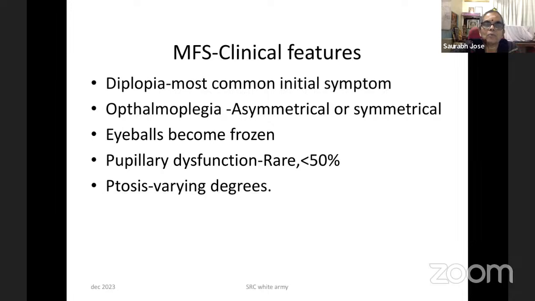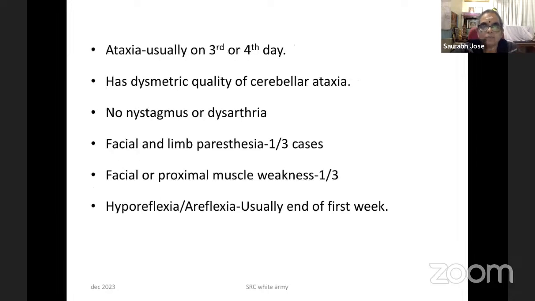And you have diplopia, the most common initial symptom, then ophthalmoplegia, where the eyeballs become frozen. Pupillary dysfunction is rare but can happen, along with varying degrees of drooping of the eyelid. And ataxia on the 3rd or 4th day, and they have dysmetria. Dysmetria means broken movement. But they do not show nystagmus or dysarthria. Dysmetria of cerebellar nature is there, but nystagmus and dysarthria are uncommon.